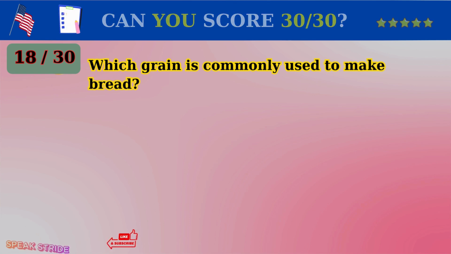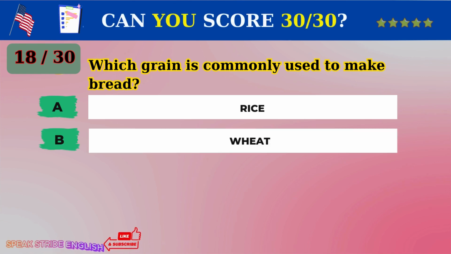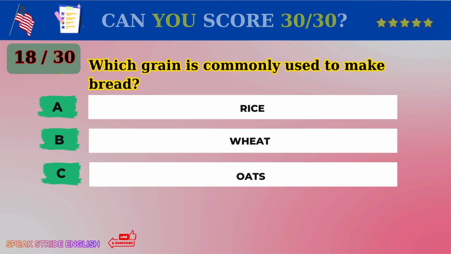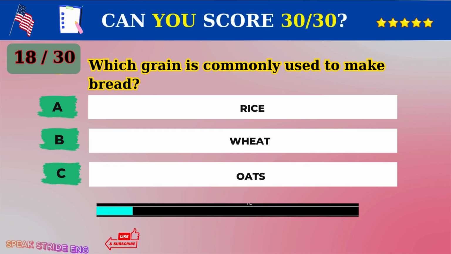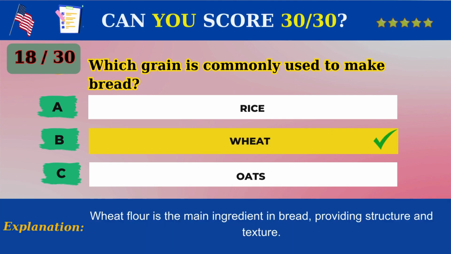Which grain is commonly used to make bread? A. Rice. B. Wheat. C. Oats. Answer: wheat.